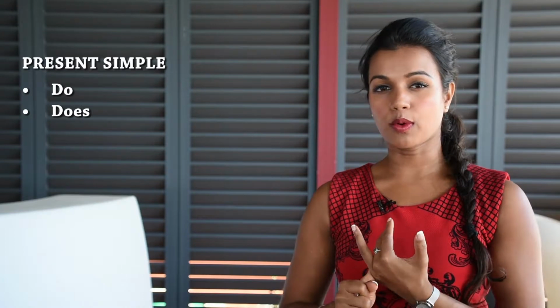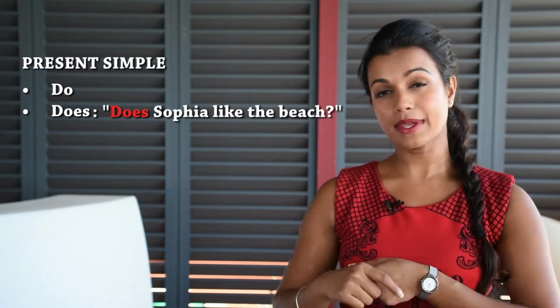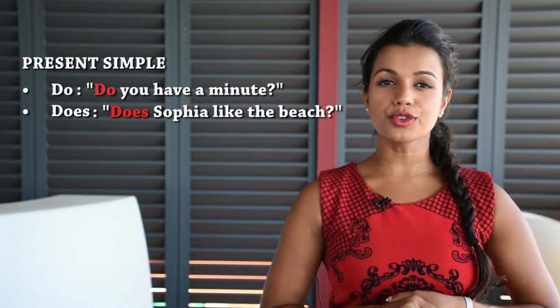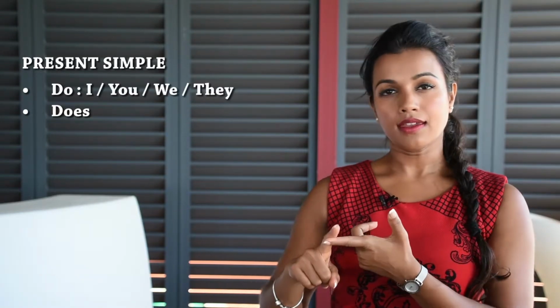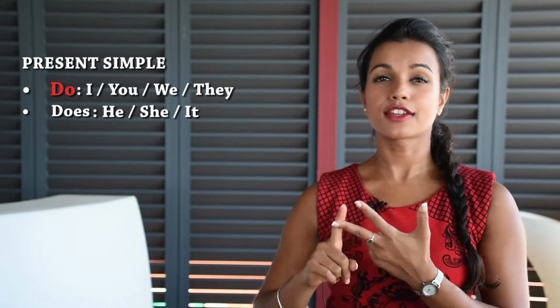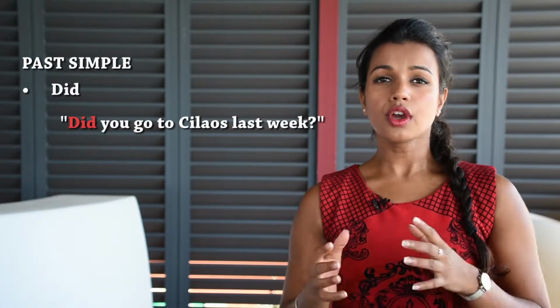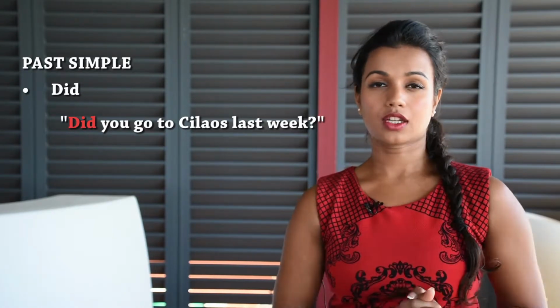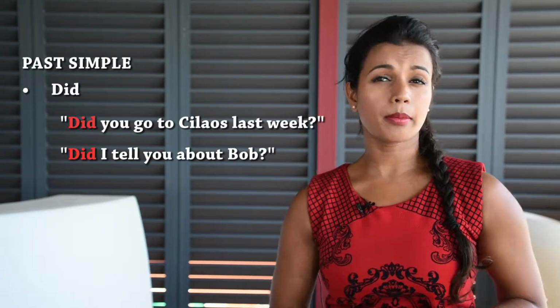What are the auxiliaries? I'm sure you're asking yourself that question. The auxiliaries for the present simple are do and does. For example, does Sophia like the beach? Or another example, do you have a minute? I, you, we, they use do, and he, she, it use does. The auxiliary for the past simple is did. For example, did you go to Silaros last week? Or did I tell you about Bob?